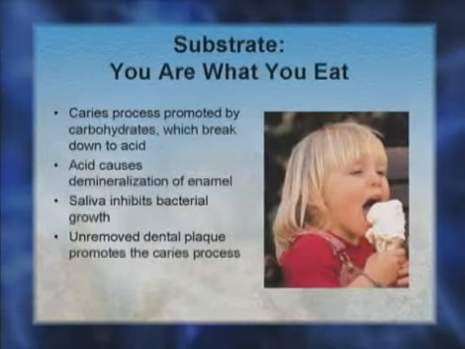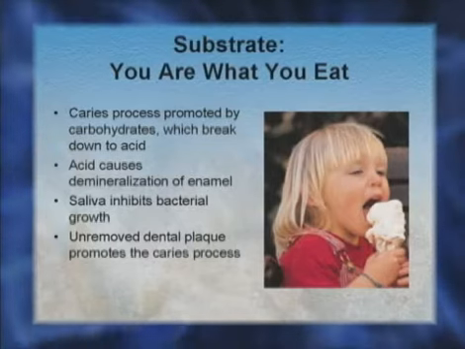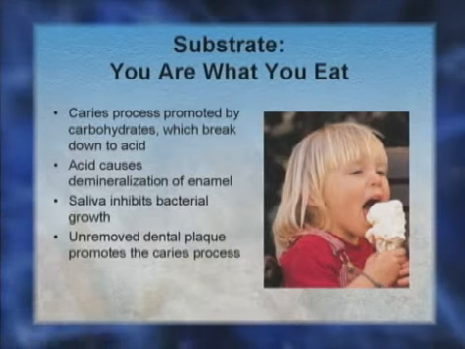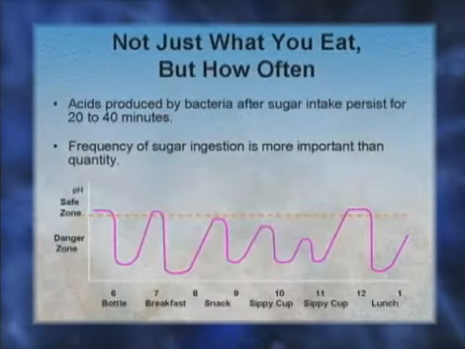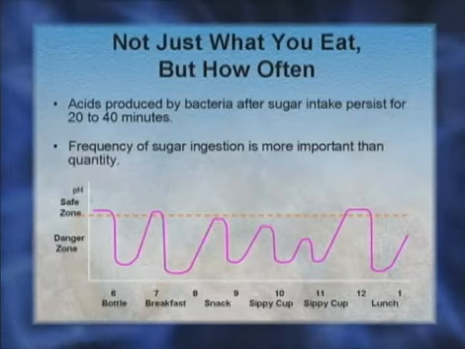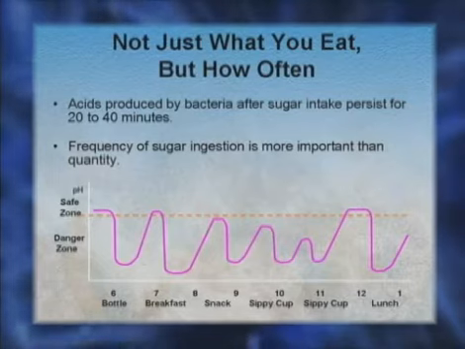Once infected with the bacteria, the caries process is promoted by carbohydrates, which break down food to form acid. The acid demineralizes the enamel, causing it to soften and decay. Because saliva provides an important buffering effect, anything that affects salivary flow will impact the caries process. It's not just what the child eats, but how often he or she eats carbohydrates that will affect the potential for tooth decay. For 20 to 40 minutes after carbohydrate consumption, the pH or acid level of the mouth drops enough to reach the danger zone.